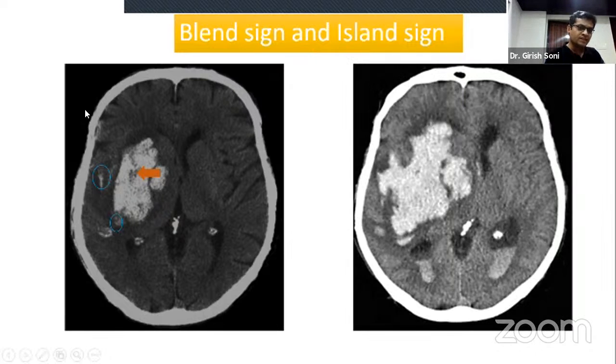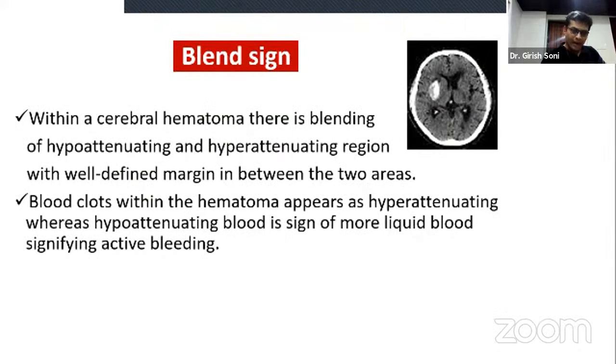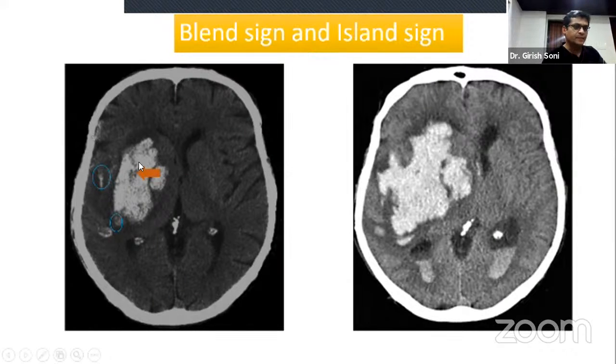Once you see these changes on the first scan, you can tell the patient's relatives that the hematoma is going to enlarge. You can plan a repeat CT scan within 6 to 12 hours, and many of these patients show hematoma expansion. In a patient with island sign and blend sign, blood pressure control should be a little aggressive. You should target a systolic blood pressure of 130 to 140 with rapid control.